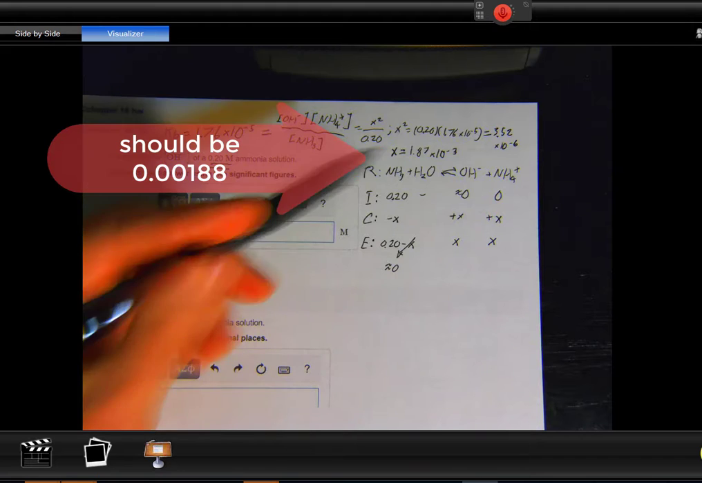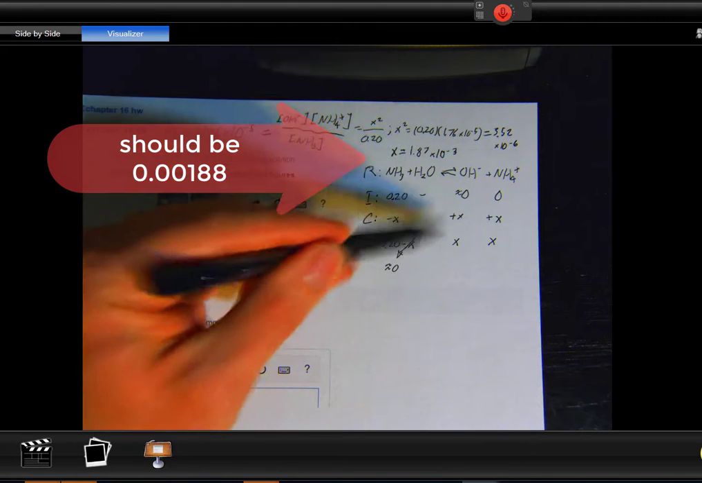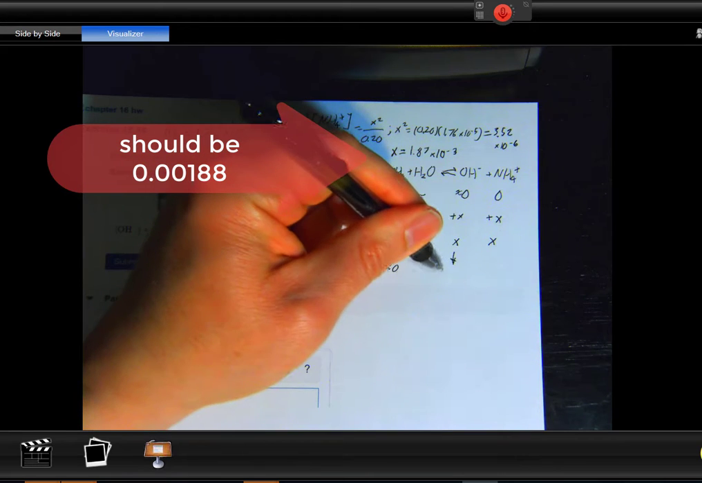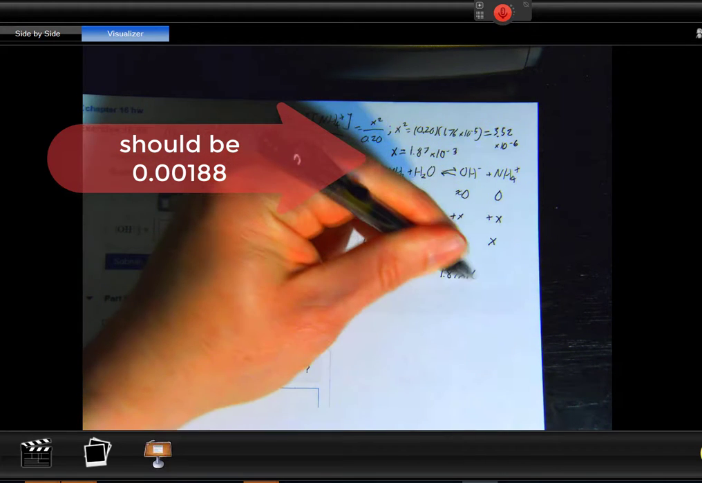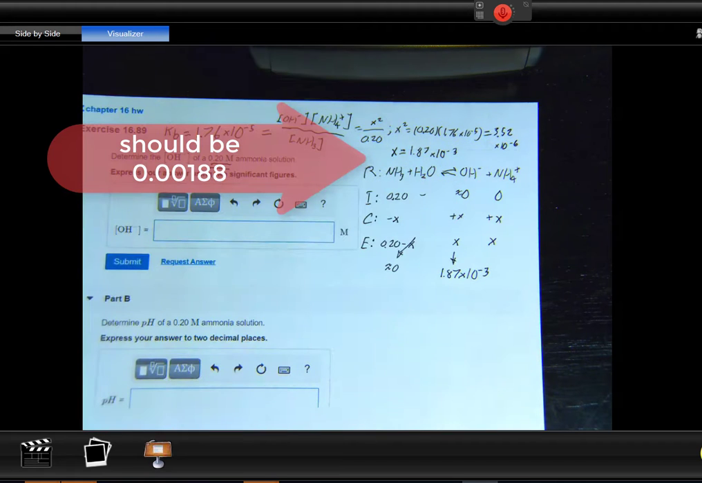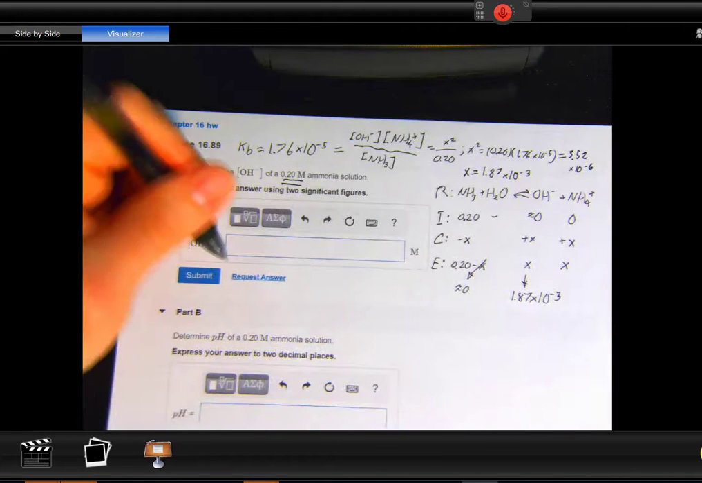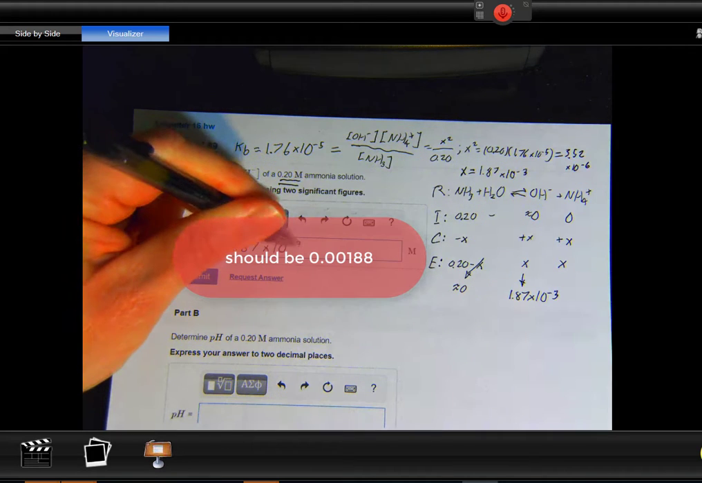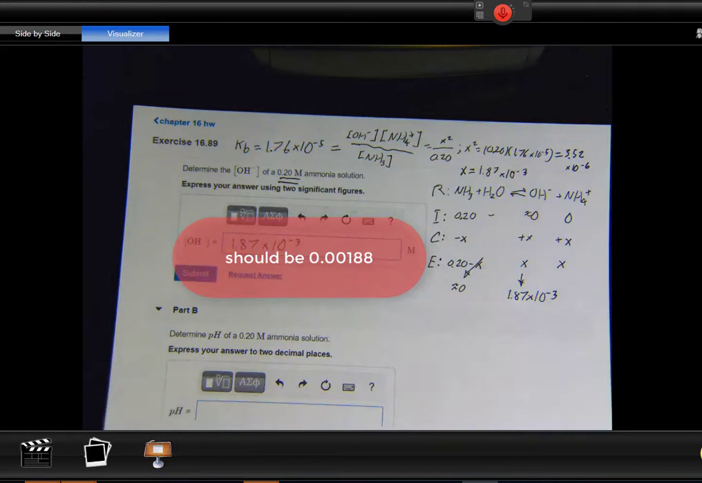And if we look back in our table, we found x. x is equal to the hydroxide concentration. So that's 1.87 times 10 to the minus third. That is our concentration of hydroxide. Okay, so that is what you would put in there as your answer.